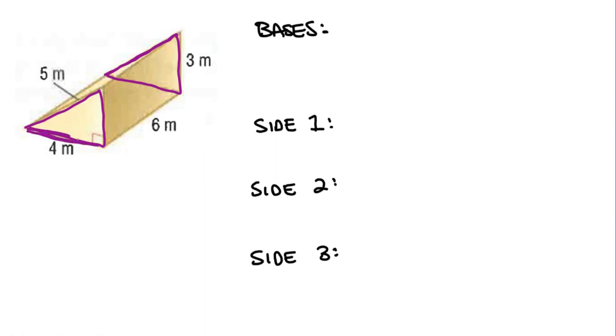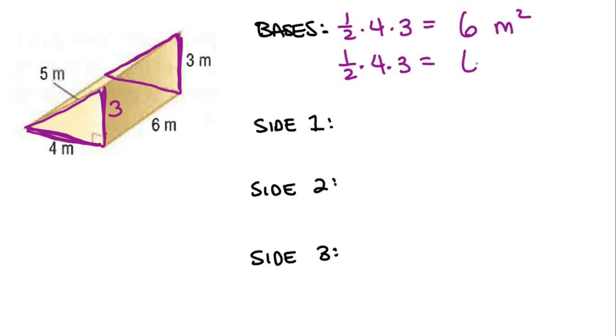So the base here is 4 meters. The height here is 3. So this is 4 by 3. 1/2 times 4 times 3, 1/2 base times height is 6 square meters. And the other triangle is going to be identical to that, also 6 square meters. So now I've got side 1. I need to do my 3 rectangular sides, and it doesn't matter which one I do first.